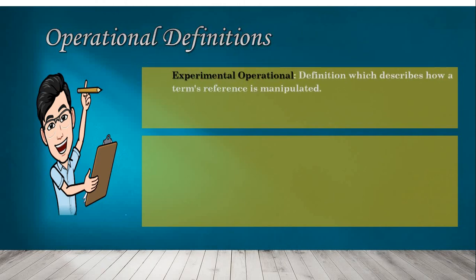First, we have the experimental operational definition, which describes how a term's reference is manipulated. Example: chocolate cake will be described based on the recipe to make it. Therefore, the researcher has his own definition of cake depending on how he made it.